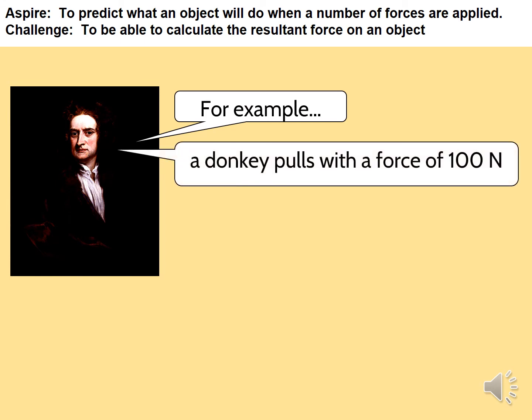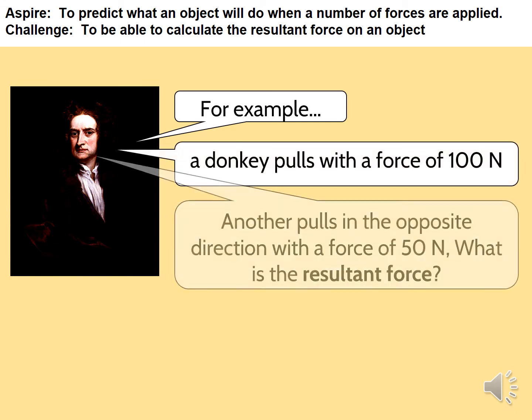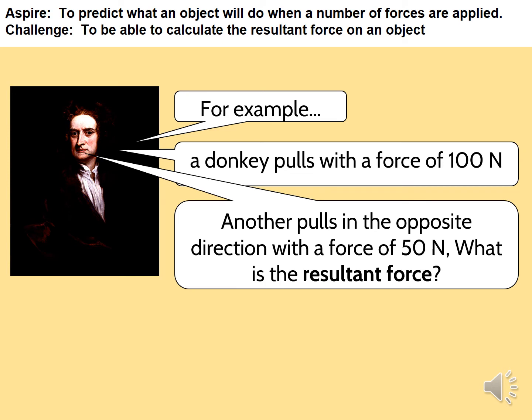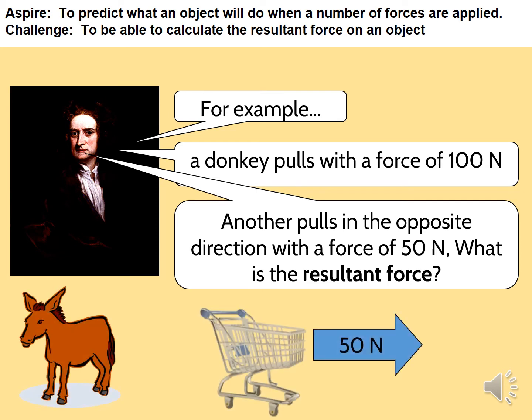If a donkey pulls with a force of 100 newtons and another pulls in the opposite direction with a force of 50 newtons, what is the resultant force in this example? So let's look at that. Here's our donkeys.